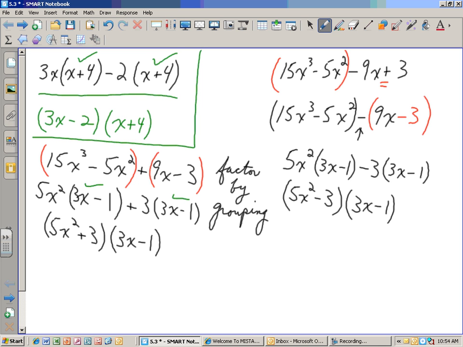So be careful here when you put that parenthesis behind a negative that you change this second sign. This one right here. Change that from a plus to a minus. Okay? Factoring by grouping.